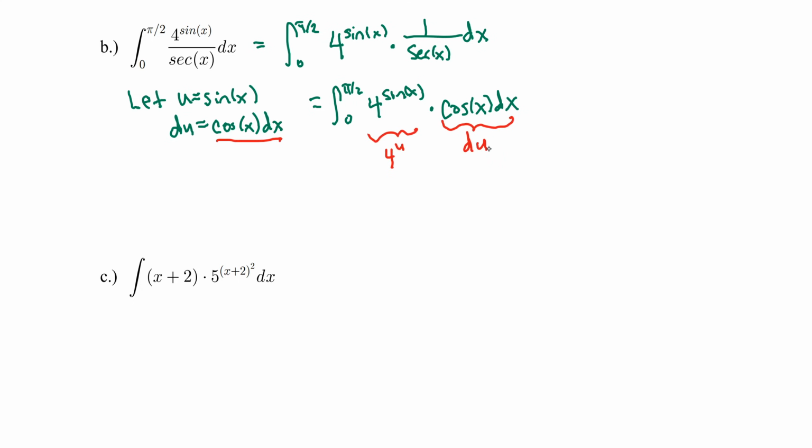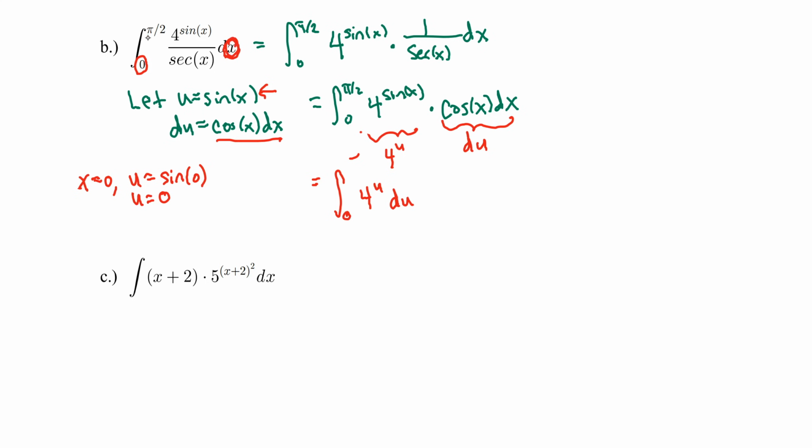So right here we end up with 4 to the u, and notice cosine of x dx is going to be replaced with du. Now observe, since we are moving from the variable x to the variable u, we will also need to update our limits of integration. So in the original integral, the variable of integration is x. So we can say when x is 0, u is sine of 0, and of course, sine of 0 is 0. So my new lower limit of integration is 0.